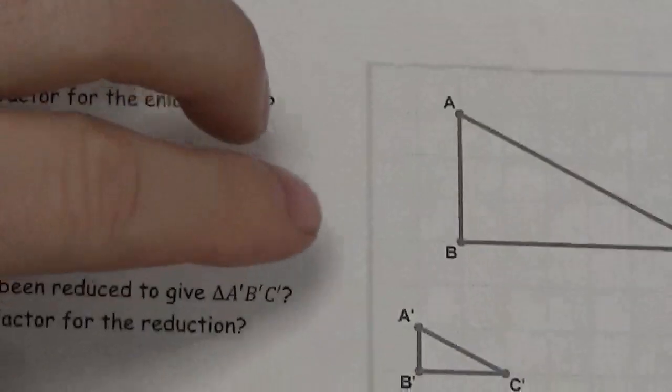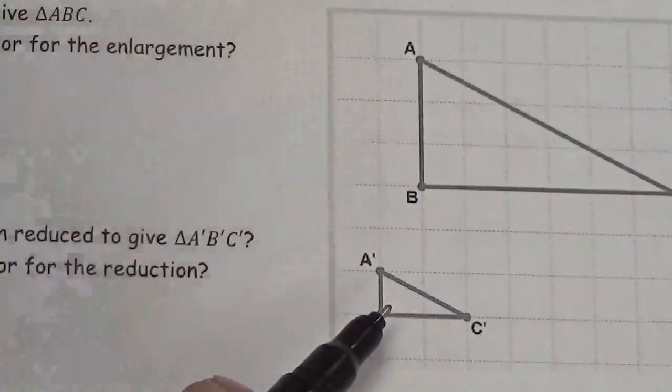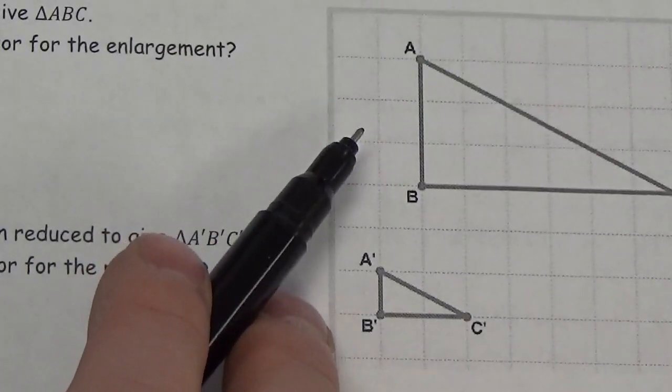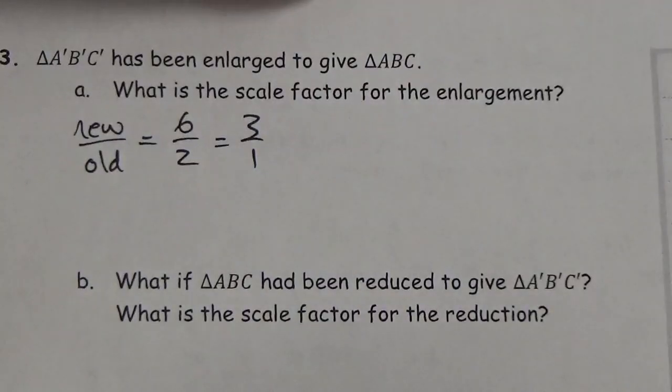I just want to make sure that that's true for both dimensions here. So I've got 1 is my height here, and 3 is my height of this triangle over here. So that works in both directions here. So there's my scale factor for the enlargement.